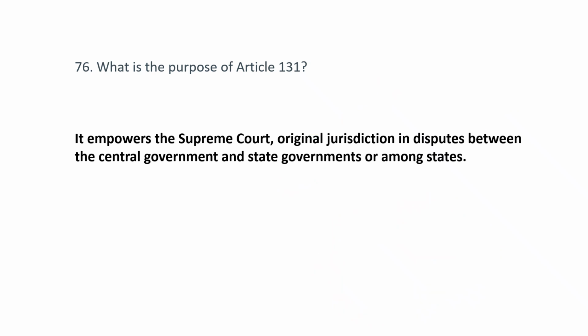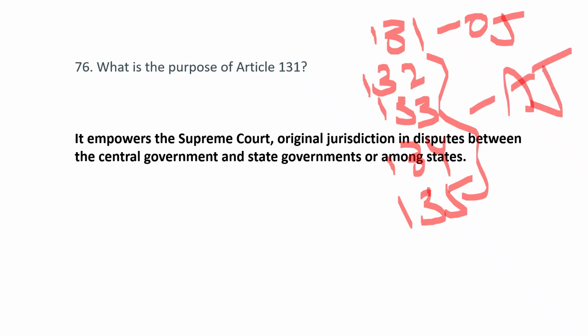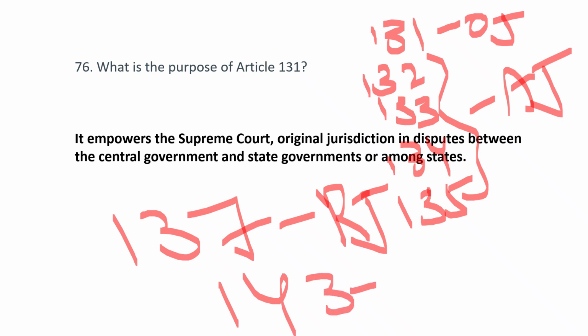Now let us see the jurisdictions of the Supreme Court again. Under Article 131, it is the original jurisdiction. Articles 132, 133, 134, 135 come under the appellate jurisdiction of the Supreme Court. Under Article 137, the Supreme Court can review its own judgment, that is review jurisdiction. Under Article 143, the President can refer a matter to the Supreme Court for its advice. This comes under the advisory jurisdiction of the Supreme Court.